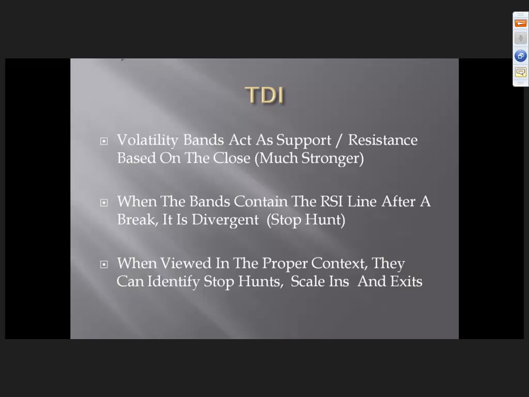When the band contains the RSI line after a break, it becomes divergent. Most often, this is in fact the stop hunt. When it's viewed in the proper context, the TDI picks off the stop hunt, scale ins, and exits. Let me show you some examples.